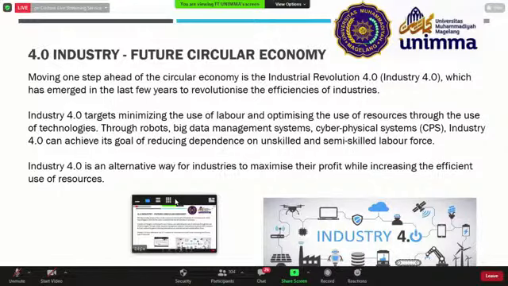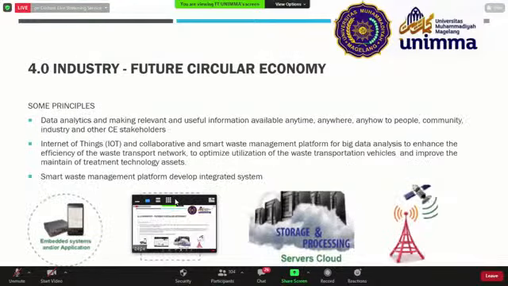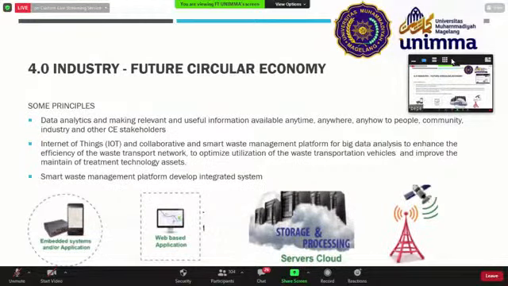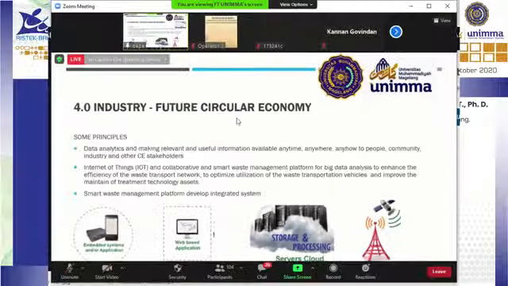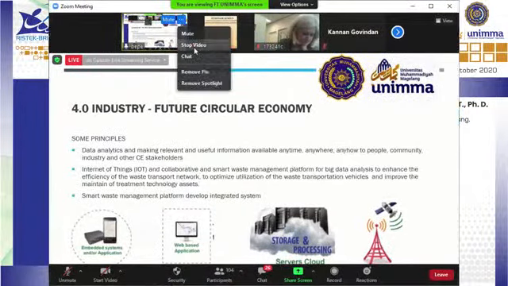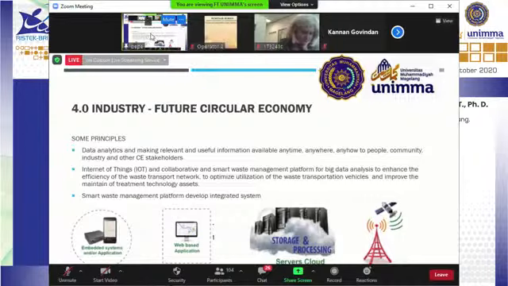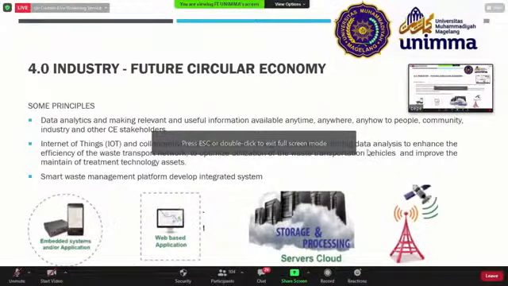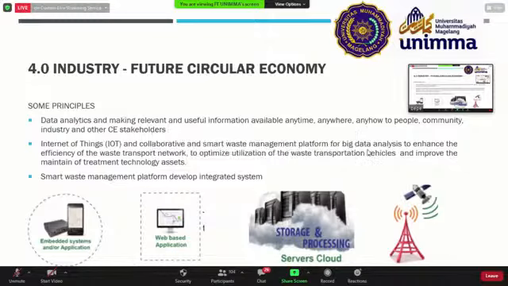Next, this is some principle which is applied in this future circular economy 4.0 industry. So data analytic and making relevant and useful information available anytime, anywhere, anyhow to people, community, industry, and other circular economy stakeholder. This is actually one the lack we have. So there is no integration.